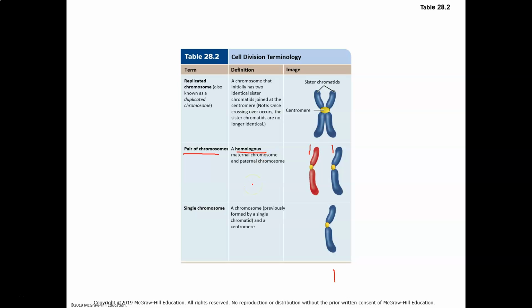Homologous pairs doesn't mean they're exactly the same in every single detail. Of course they're not, because one came from your mom, one came from your dad. But they're very, very similar. They have the same genes on them, although those genes can be slightly different from one another. But we refer to that as a homologous pair.